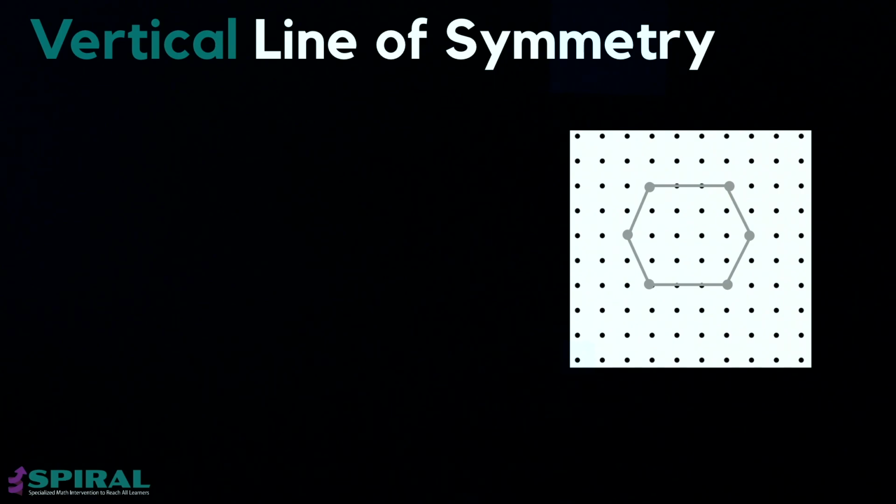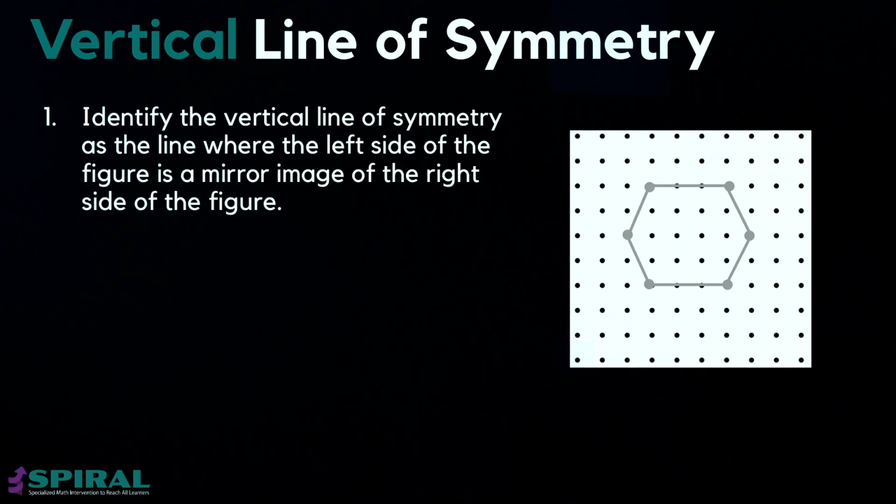Now let's discuss lines of symmetry. First, let's look at vertical lines of symmetry. To draw a vertical line of symmetry, students can follow a sequence of 3 steps. Teachers can use geoboards or graphing paper to support students' understanding.